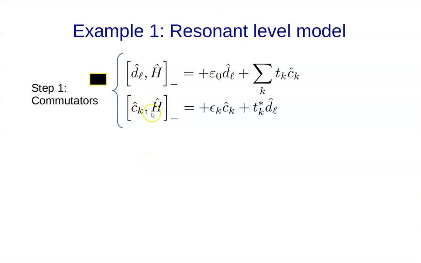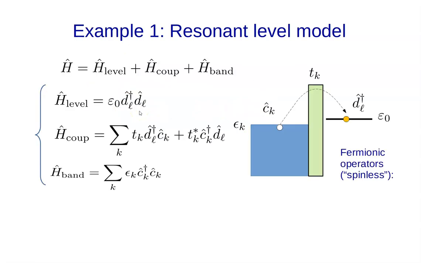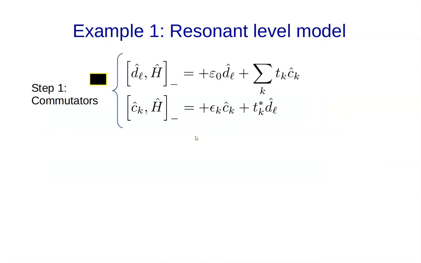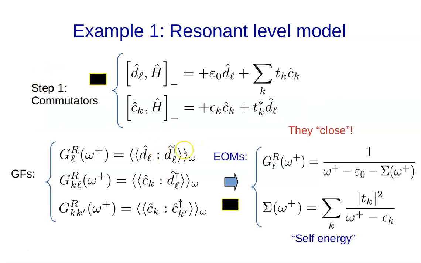I'm not gonna do the commutator for ck and h. You can do it yourself and check, but it's straightforward. It's very similar to this one, except that notice here we have the tk star, right? Because what's going to give me the contribution is the one where ck dagger appears, so this is tk star. Now with this we go to step 2, which is to write the different Green's functions, the non-diagonal ones.